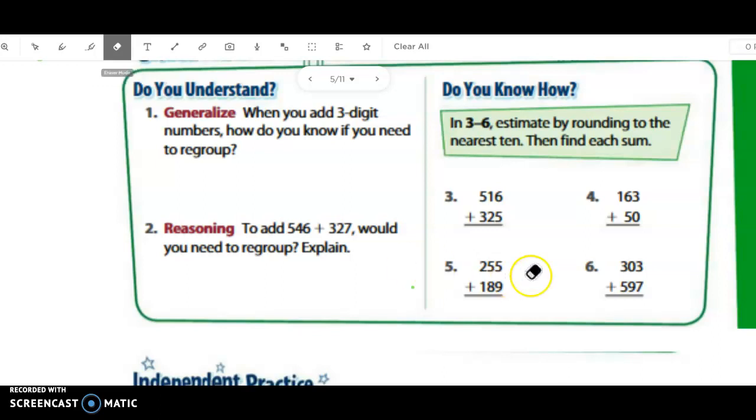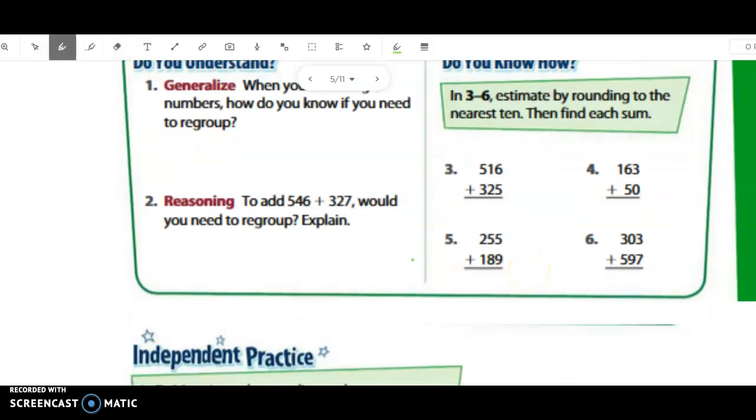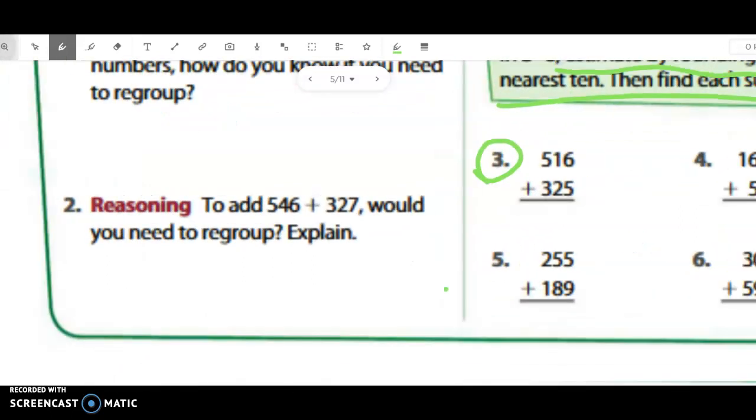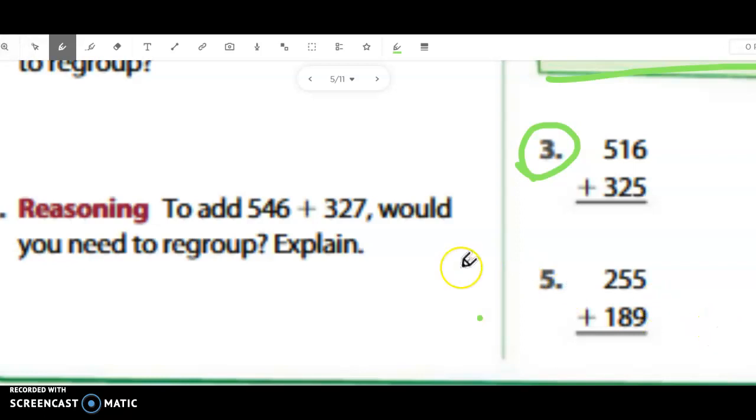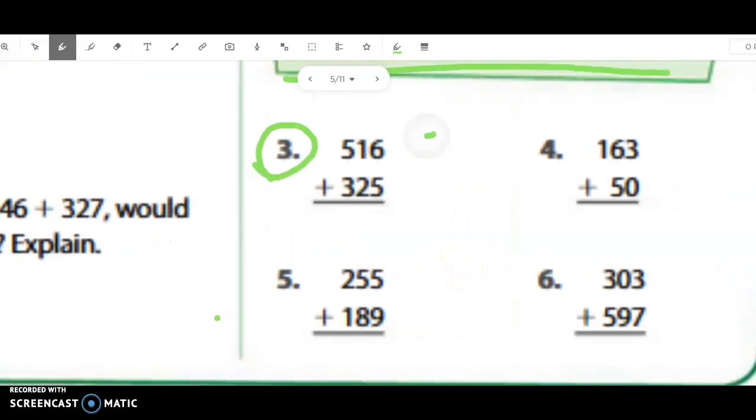Now we are only going to answer number 3 for our practice. It says to estimate by rounding to the nearest 10, then find each sum. So instead of estimating by the hundreds, I'm going to estimate to the nearest 10. So 516, I'll find the place. Remember, I'm estimating to the nearest tens place. And look next door. So I'd have to give that shove to a 20. Keep my hundreds. Everything to the left stays the same.